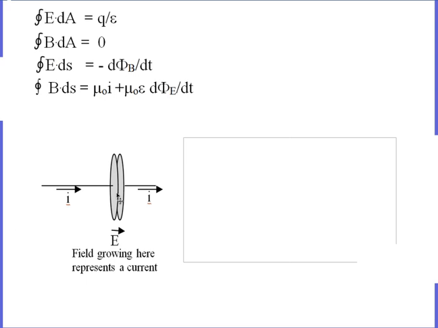I just want to deal with another idea that Maxwell developed, that here you have a current flowing, and that of course is going to give rise to a magnetic field that encircles the wire. But suppose you had a capacitor, a parallel plate capacitor, then as the current flows, you would get more and more positive charge on this plate and more negative charge on that plate.